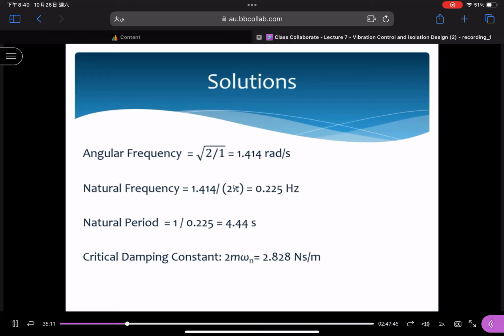Now the final one is the damping ratio. In terms of the damping ratio, we compare the actual value. The actual value in this case is 0.5, and the critical one is 2.8. So the damping ratio is equal to 0.18. Based on this value, can you tell me what type of damping effect this is? Under damping, because the ratio is less than 1.